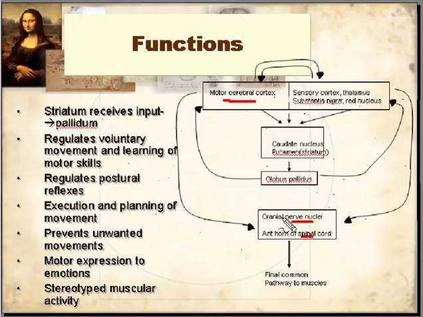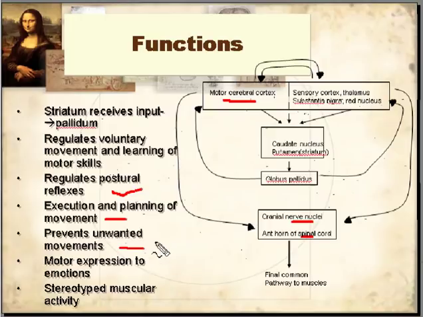Now the basal ganglia are also important in regulating postural reflexes and maintaining posture, and we will see that when there is a problem with the basal ganglia, sometimes posture cannot be maintained. As I mentioned earlier, it's important for the execution and planning of certain desired movements, and while this is being done, it prevents unwanted movements.